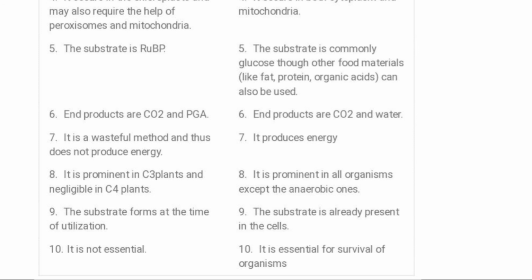Now, come to point number 9. The substrate forms at the time of utilization. In the photorespiration process, what happens? The substrates are formed, and those substrates are formed at the time of utilization. It means the substrate which is formed is directly used by another process.